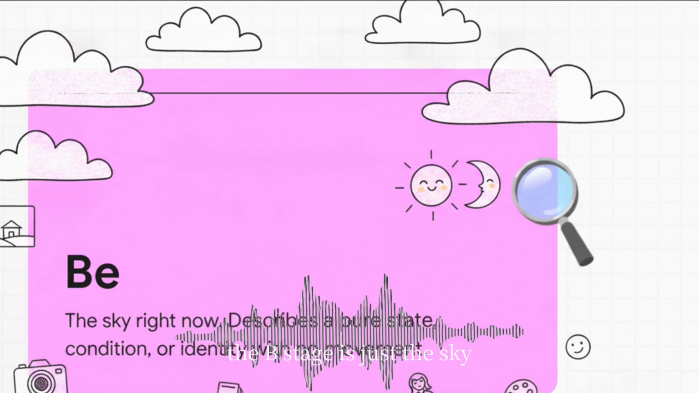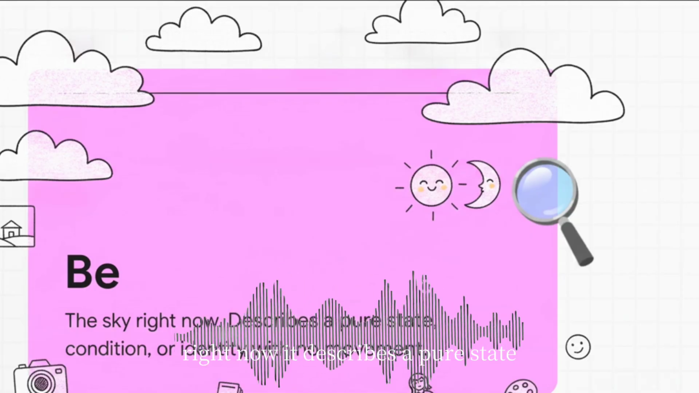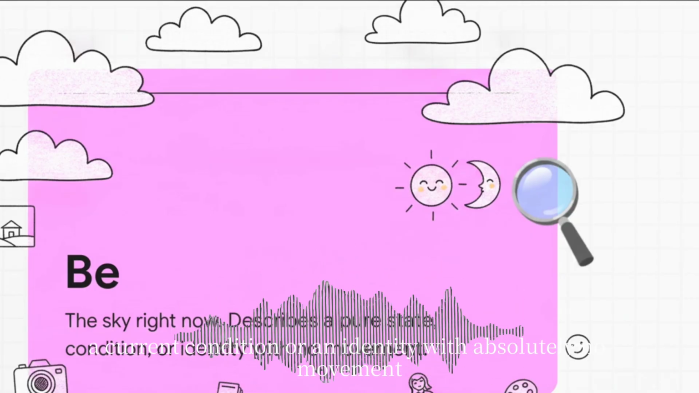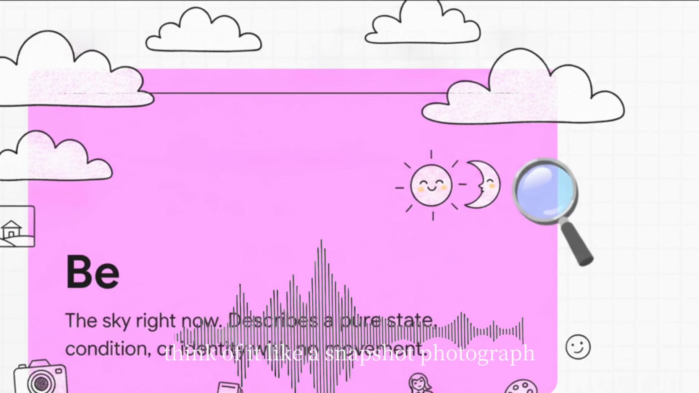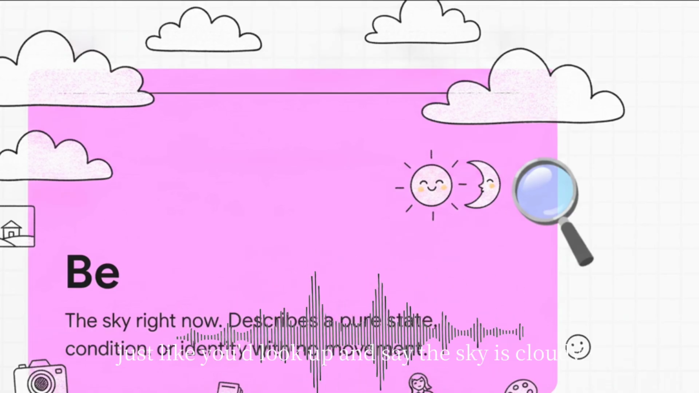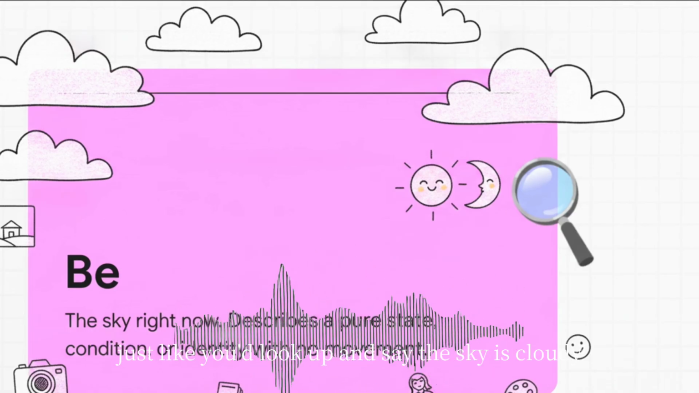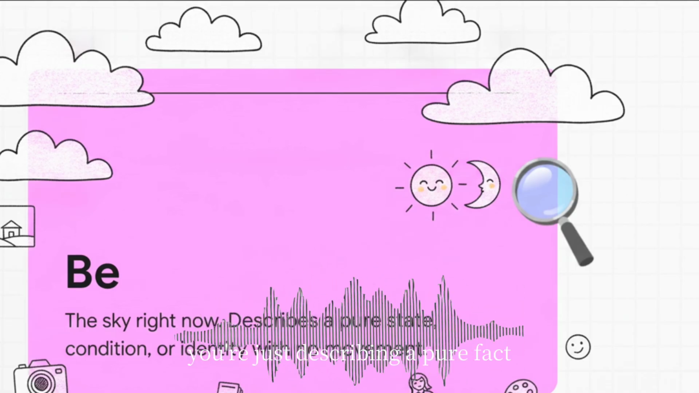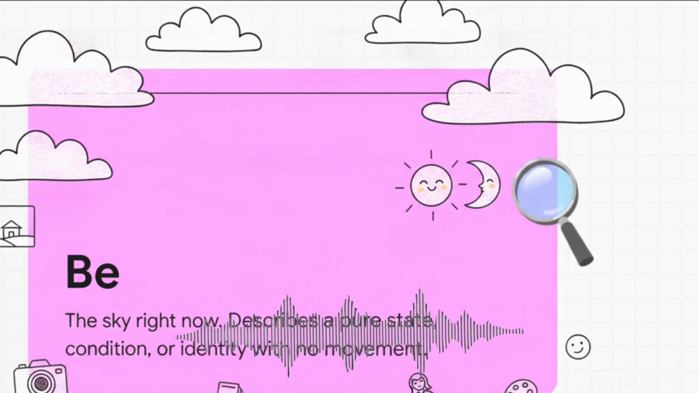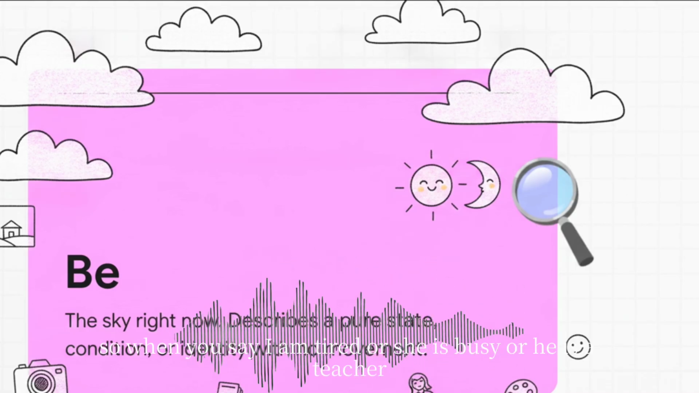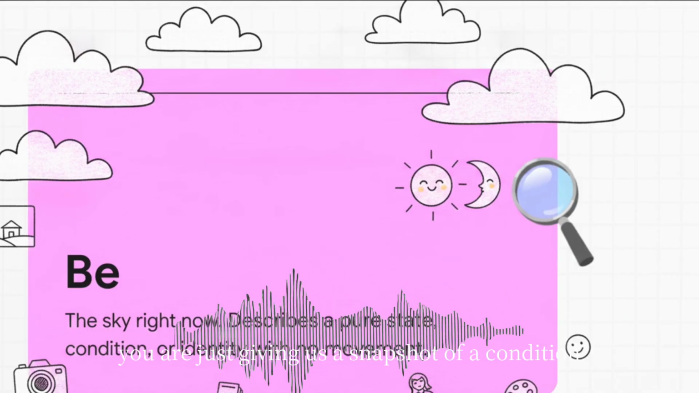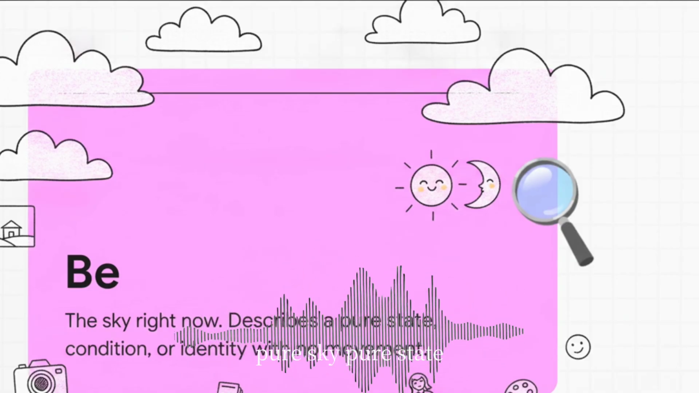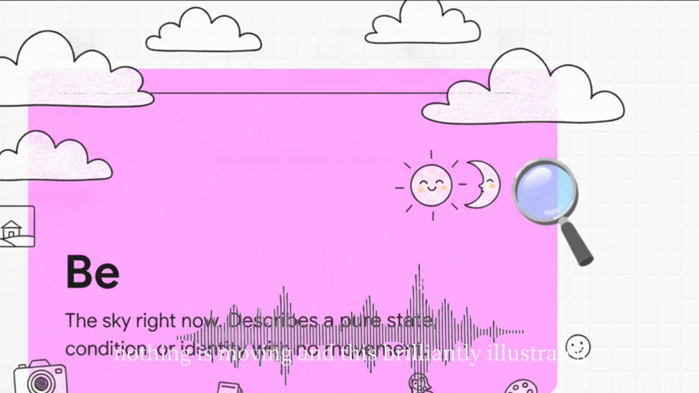The be stage is just the sky right now. It describes a pure state, a current condition, or an identity, with absolutely no movement. Think of it like a snapshot photograph. Just like you'd look up and say, the sky is cloudy, you're just describing a pure fact. There's no action happening. So when you say, I am tired, or she is busy, or he is a teacher, you are just giving us a snapshot of a condition, a feeling, or an identity. Pure sky, pure state. Nothing is moving.